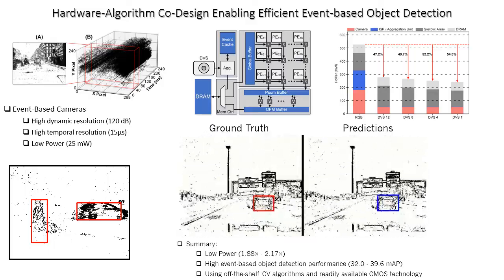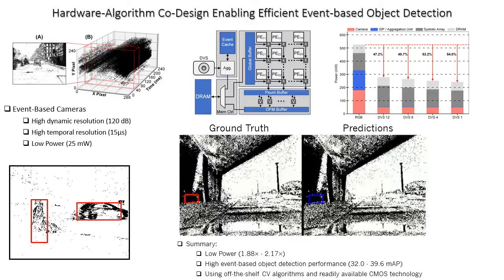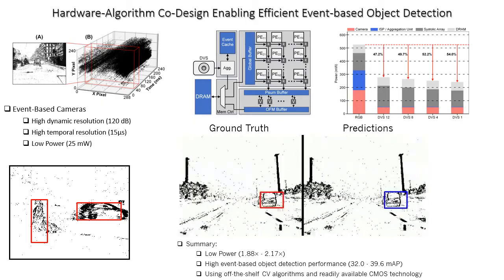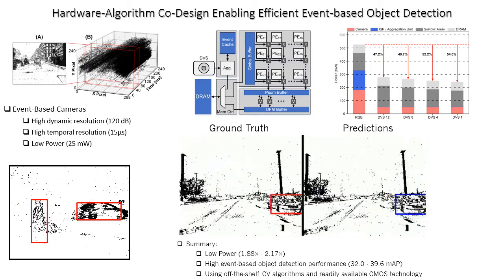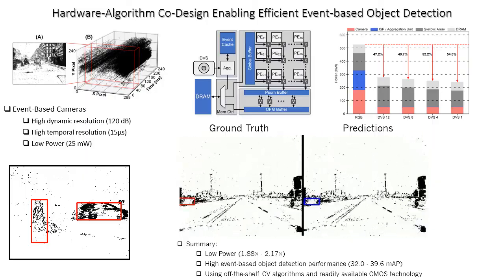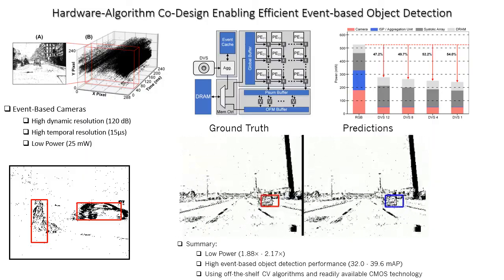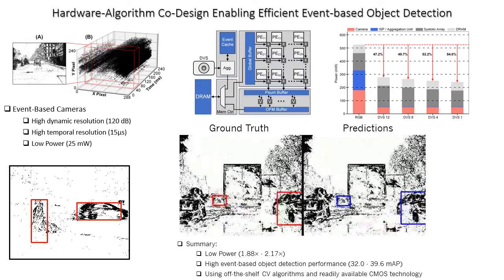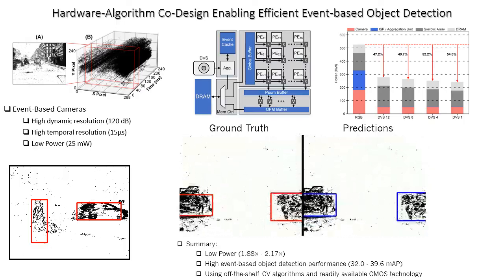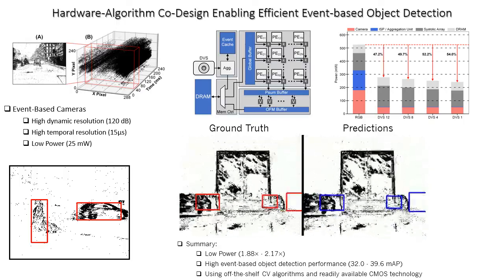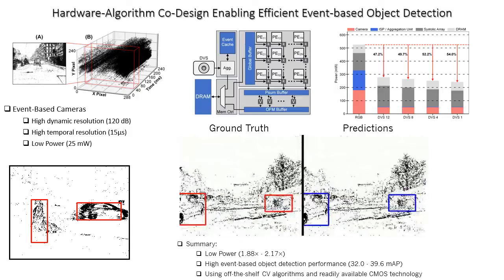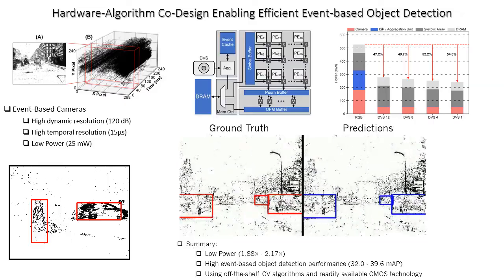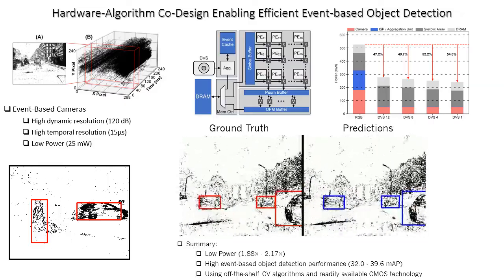And so in summary, event-based cameras are an exciting new research domain. They promise low power, high temporal resolution, and high dynamic range. In this work, we presented a new system design enabling 1.88x to 2.17x energy improvement using event-based cameras, and at the same time, we demonstrate new techniques enabling up to 7.6% average precision increase, all while using off-the-shelf computer vision algorithms and readily available CMOS technology.